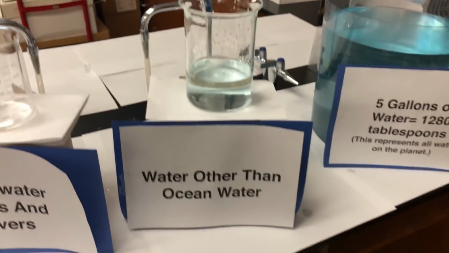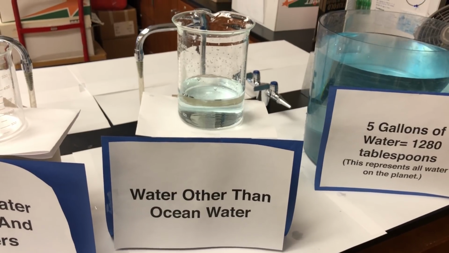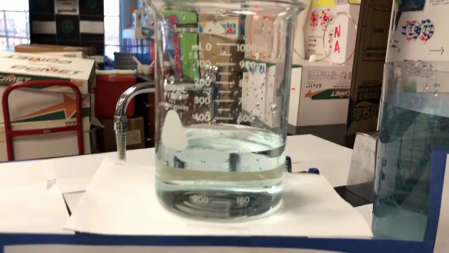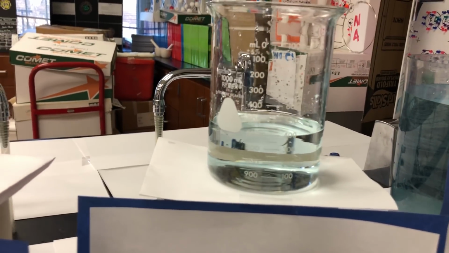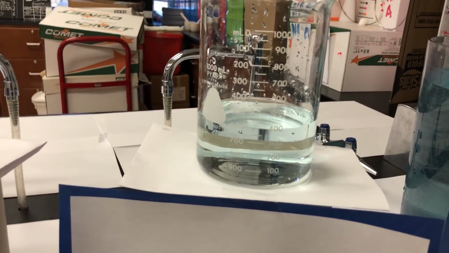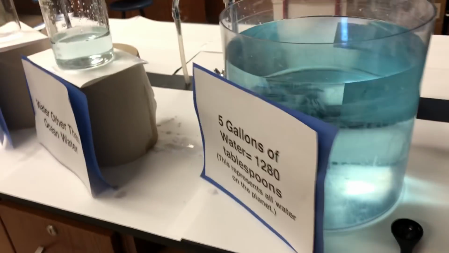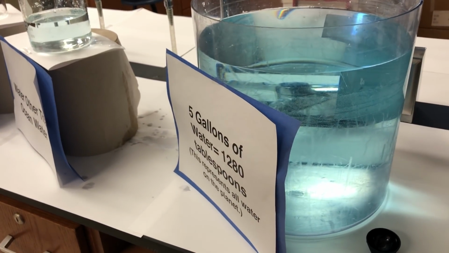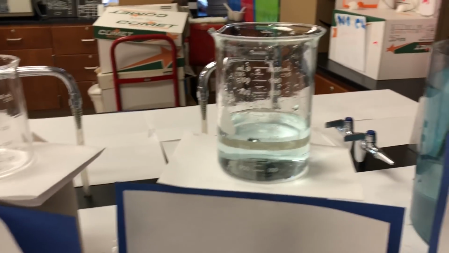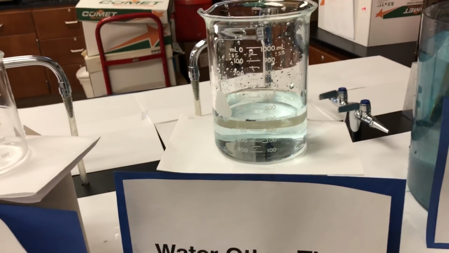Thank you, students. Okay, so this represents water other than ocean water. And so this is in a beaker, and what I'm seeing as a measurement is about 400 milliliters. Now, I probably wasn't exact because I did spill a little bit of water, but I think you get the idea. So around 400 milliliters. So again, this is the total amount of water on Earth, well, it was before I removed the 33 tablespoons. And now this is water other than ocean water.